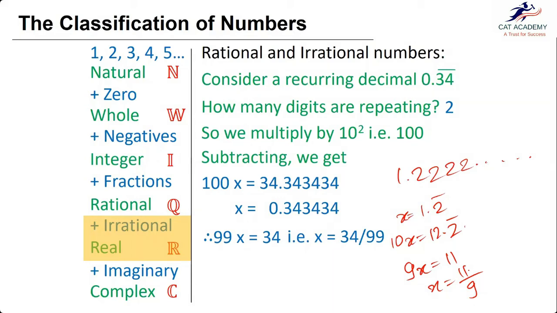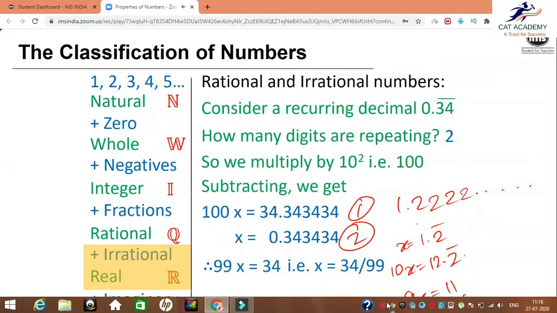It is a difference between the two. Let's say this is equation number 1, this is equation number 2, and you are taking a difference between the two. Okay? So 100x minus x would become 99x. Clear, everyone? Why 11? Because 12 minus 1 is 11.